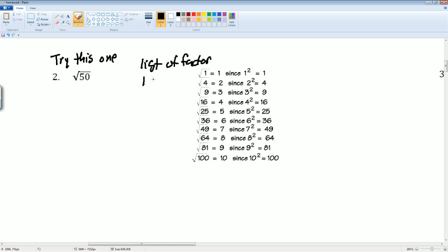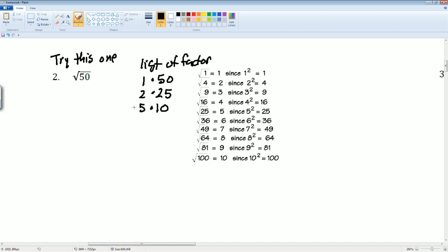Okay. 1 times 50 is one of them. 2 times 25. 3 times 4. Does 4 work? No. 5. Yeah, 5 and 10 works. Nope, that's it. These are all the list of factors. All right. So go ahead. Now you can try this problem.